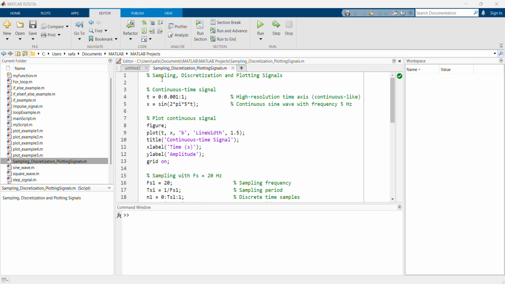Here we'll start with a simple sine wave as our continuous signal. Then we'll sample it with different rates and finally we compare the result to see how the sampling frequency affects the accuracy of the signal representation.